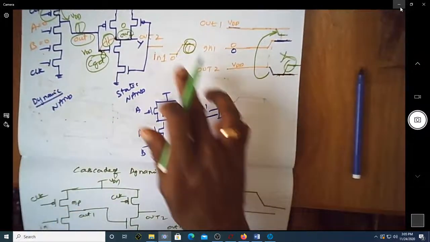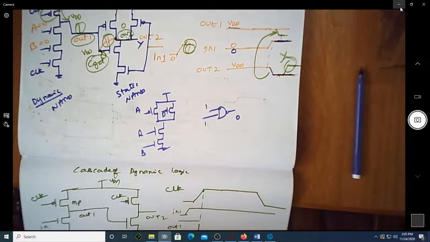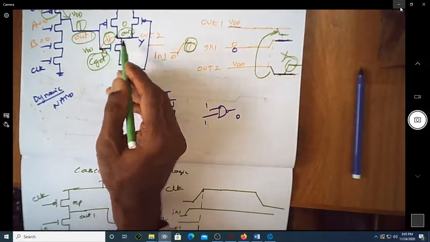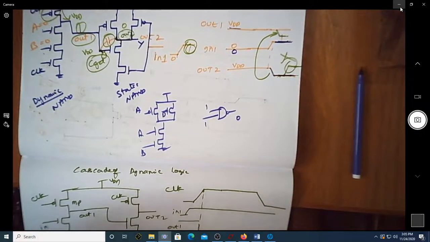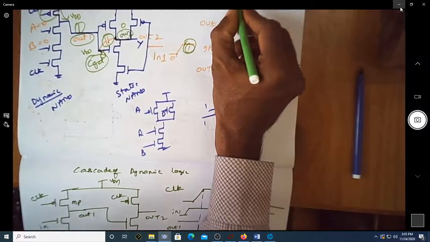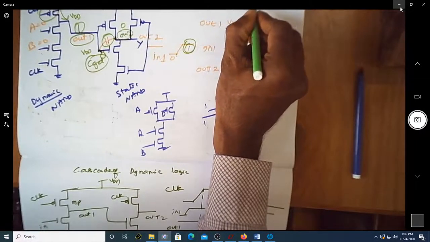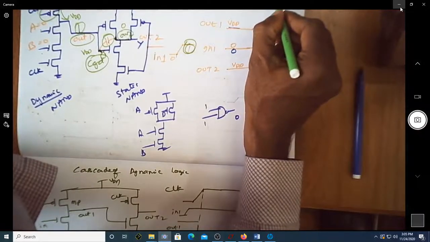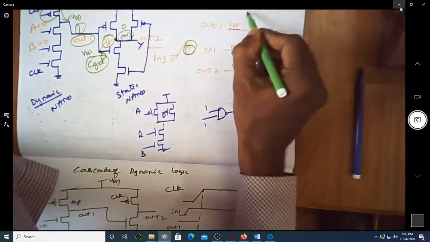This is one of the major issues with dynamic logic. We have to be a bit careful while designing the dimensions of these transistors. The other issue here is something called clock coupling. This is clock feed through or clock coupling.